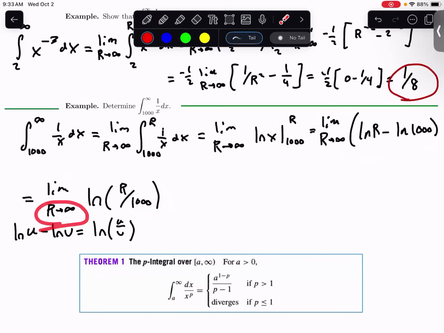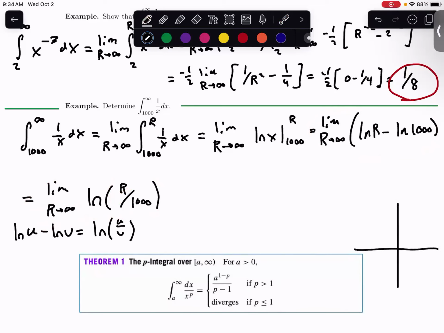And so we're letting r go to infinity inside of the natural log. And the natural log looks like this if you were to graph it out. Something like this.